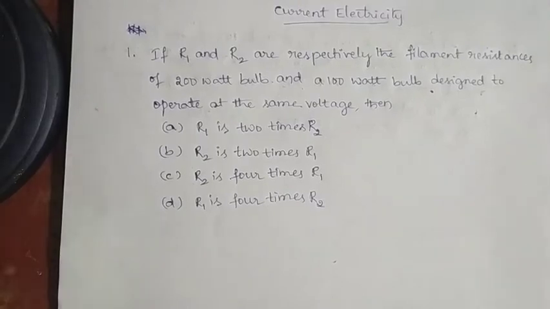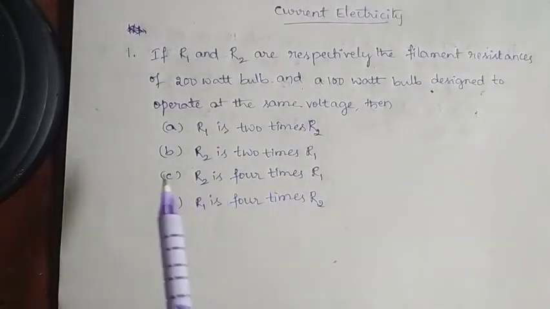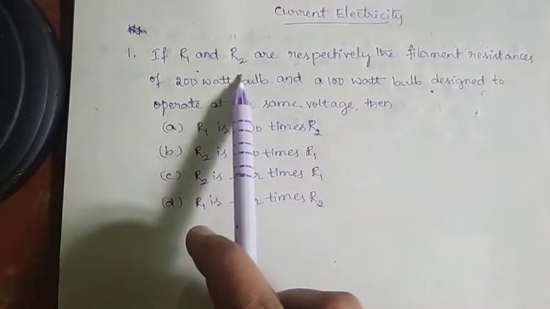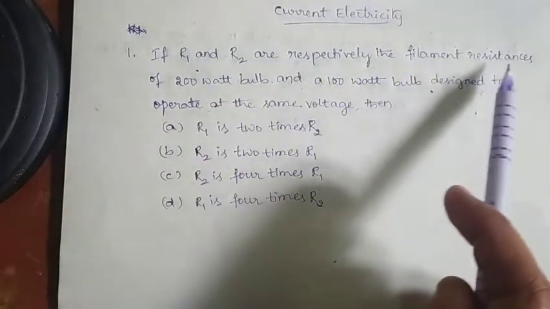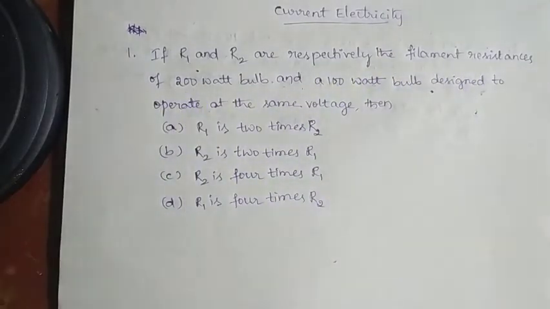In this video, we are continuing the CET and JEE questions on current electricity chapter. Next question. If R1 and R2 are respectively the filament resistances of 200 watt bulb and 100 watt bulb designed to operate at the same voltage, then option A, R1 is 2 times R2.